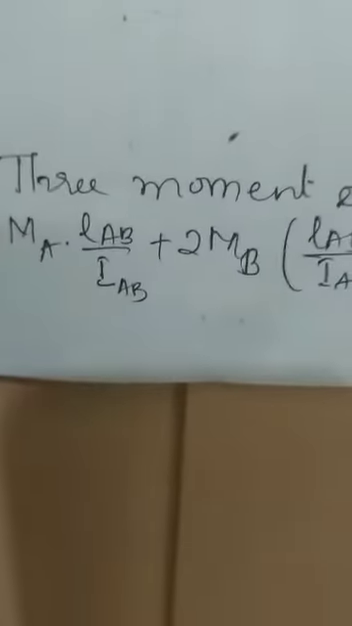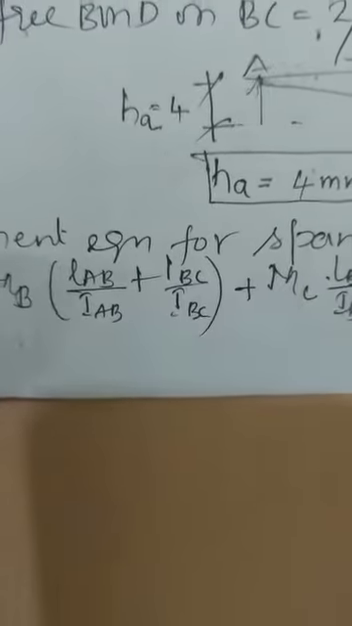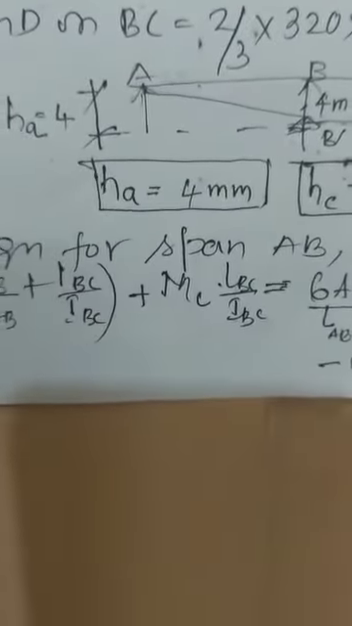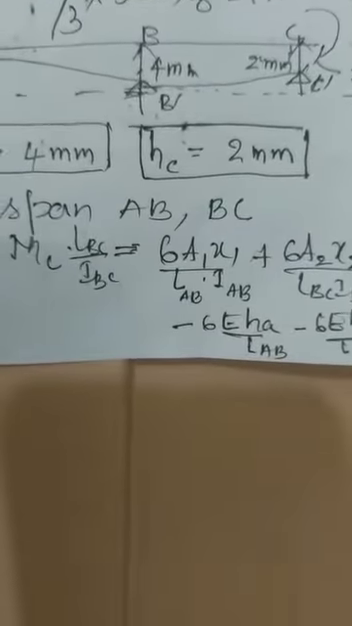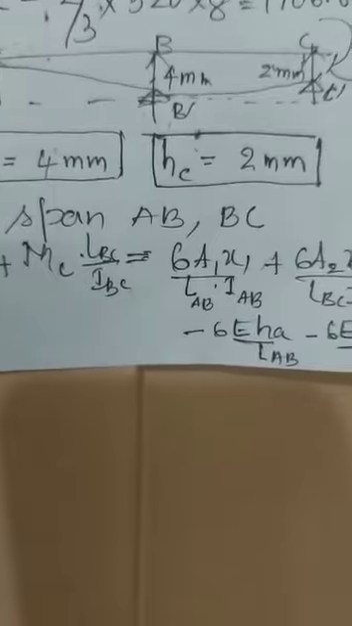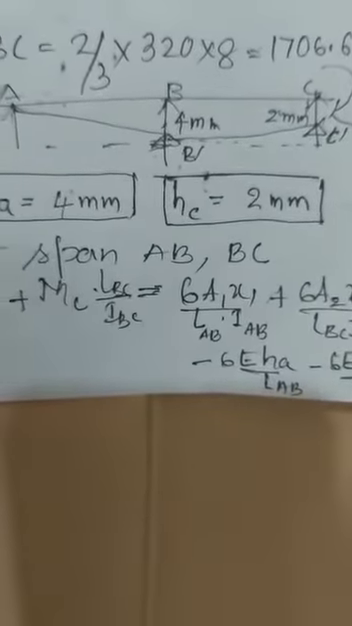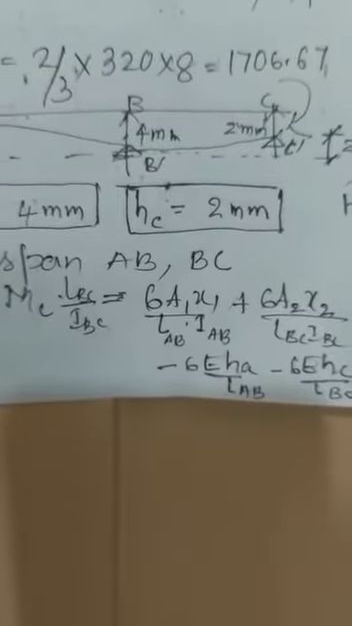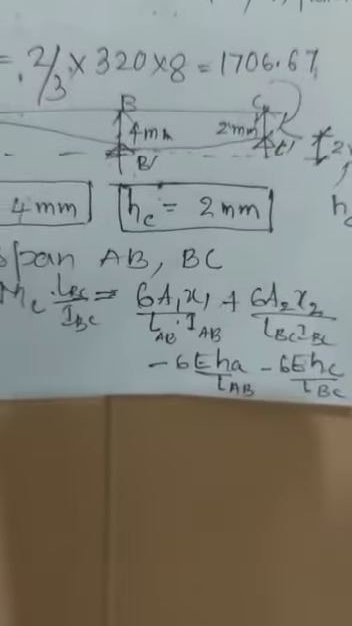For MA, you will substitute as 0 because it is simply support. For MB, that is what you require. LAB by IAB is 6 by I, LBC by IBC is 8 by 2I. So plus MC into LBC by IBC. LBC is 8, IBC is 2I. So when you substitute for MC, you will take it as 20 because MA, MB, MC are support moments. The support moment at C is 20 kilonewton meter.